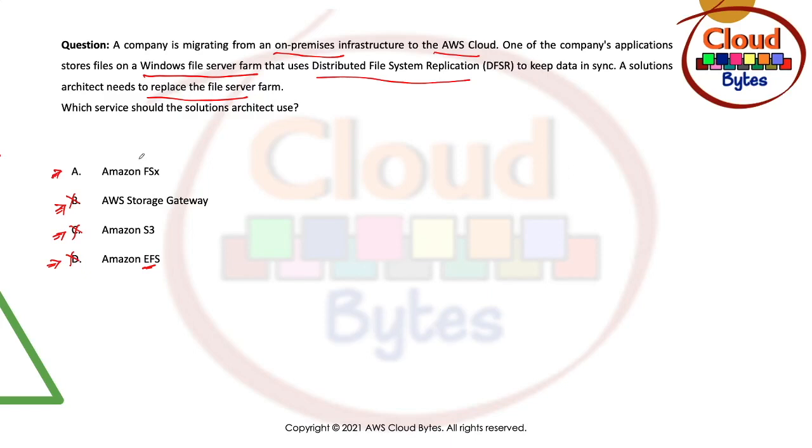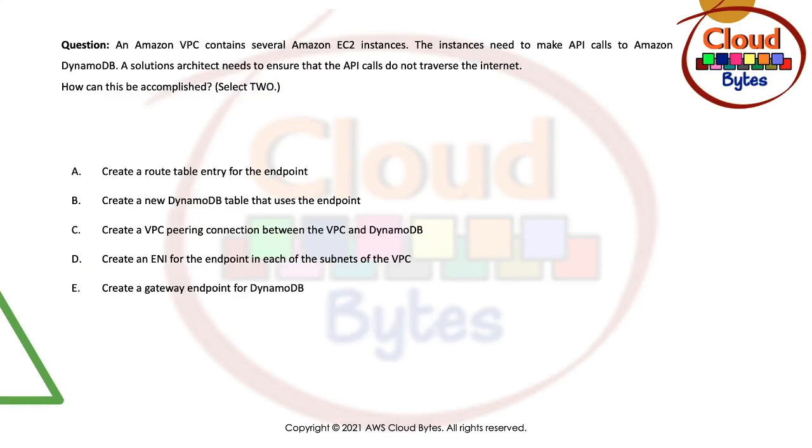And additionally, Amazon FSx for Windows File Server supports distributed file system replication in both single-AZ or multi-AZ deployments. And you can actually go to the service feature page to find details about it. They will have a lot more information around it. So for this particular question, our answer should be Amazon FSx. Moving on to the next question.